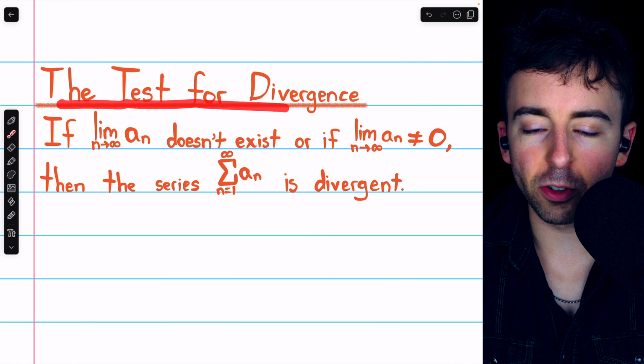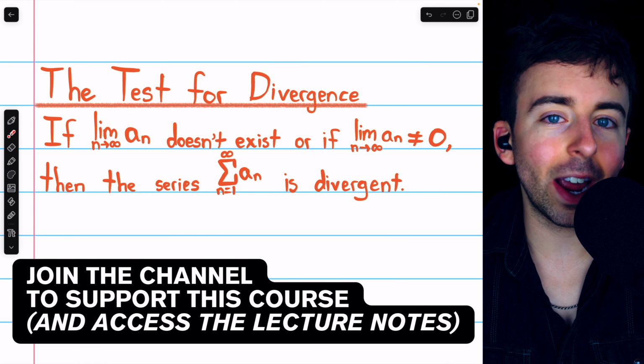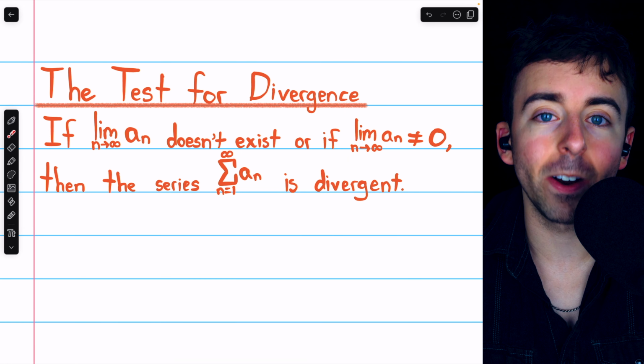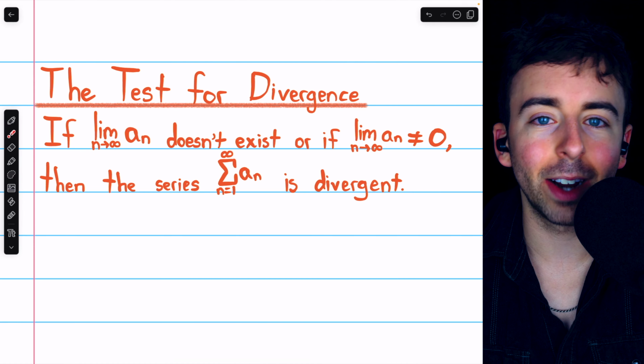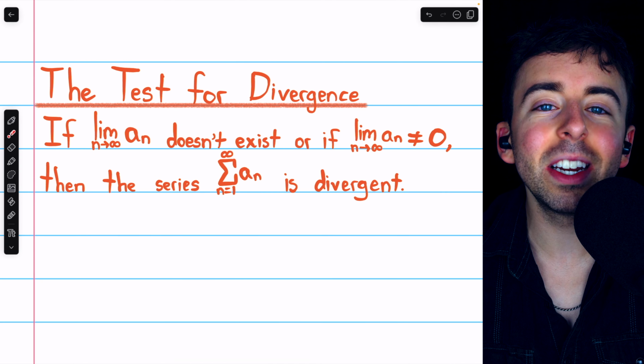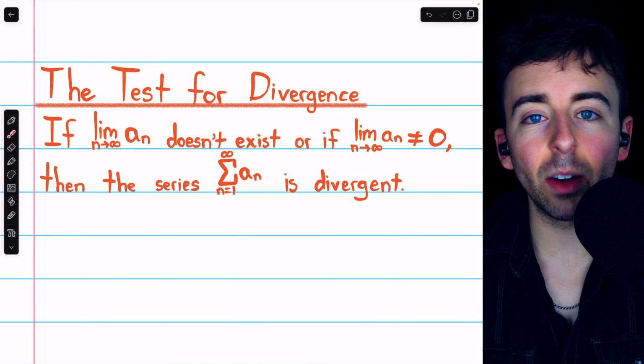The test for divergence, also just called the divergence test, is a quick way to check that a lot of series are divergent. It's really useful because then you don't have to waste time trying to show something converges when in fact it doesn't. We'll take a quick look at what this test says and then we'll prove it.